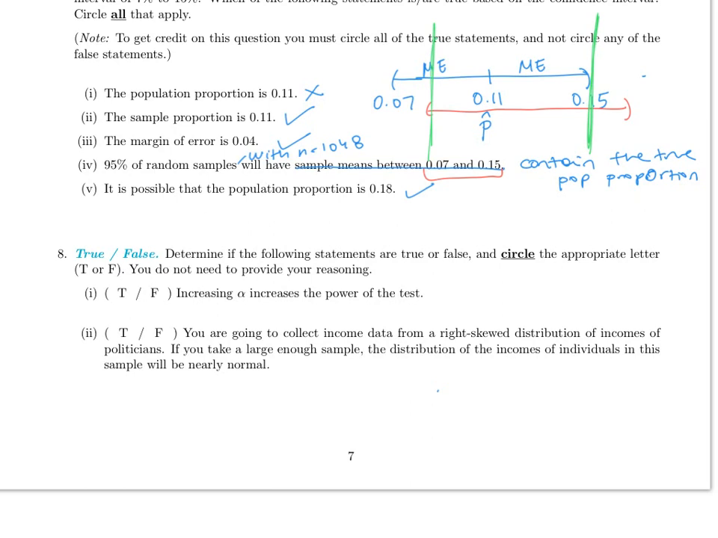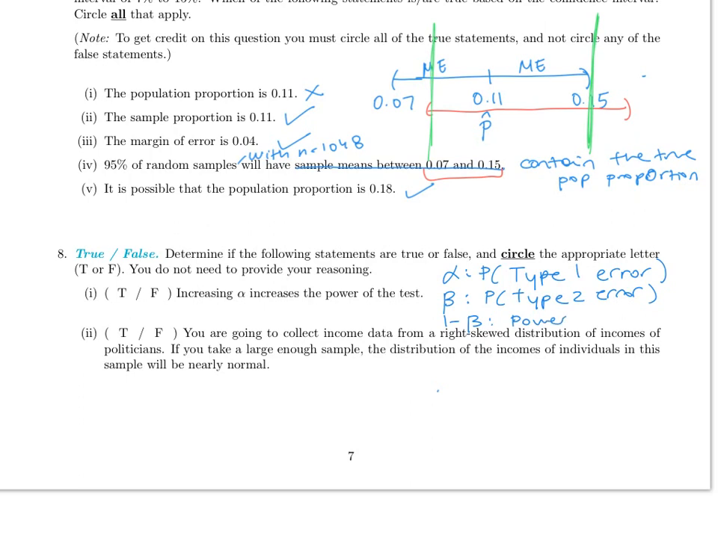Okay, so increasing alpha increases the power of the test. What do we think? We were talking about this just yesterday in class. What is alpha? What's the definition of alpha? That's the probability of a type 1 error, right? And beta is the probability of a type 2 error. And 1 minus beta is the power, right?